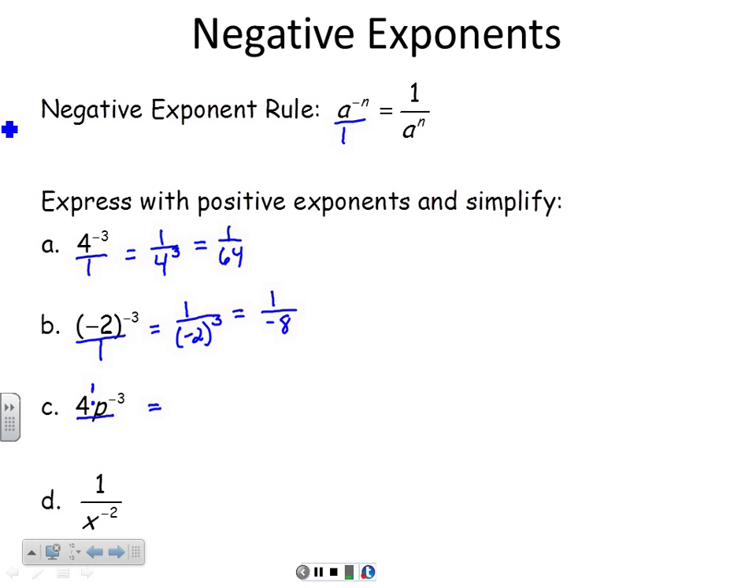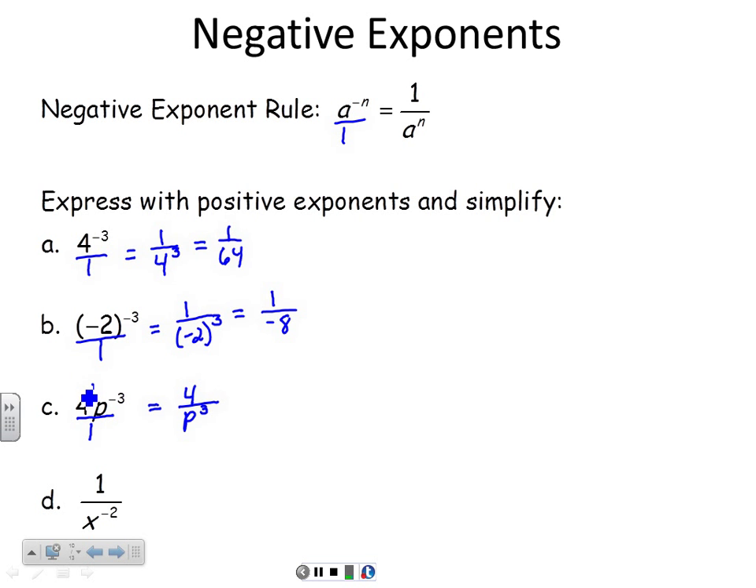So remember, if you see a negative exponent, you're looking at a fraction. So because I have a negative 3 here, I am looking at a fraction. So I am going to go ahead and put this over 1. However, if this is not in parentheses, that negative 3 has nothing to do with the 4, and so therefore the 4 has its own exponent of positive 1. So the only thing that you're going to flip is that p. So the p to the positive 3 is going to go to the bottom.